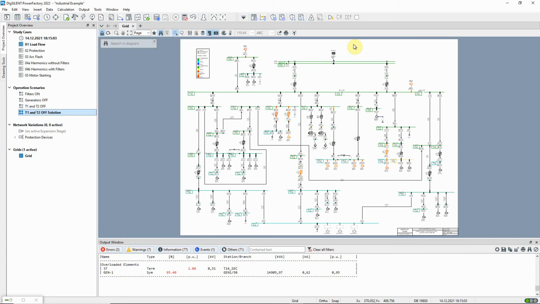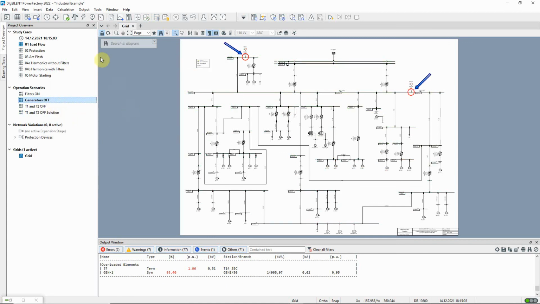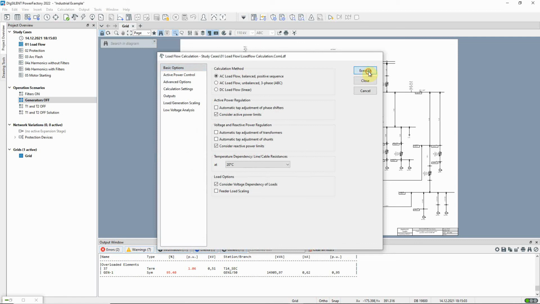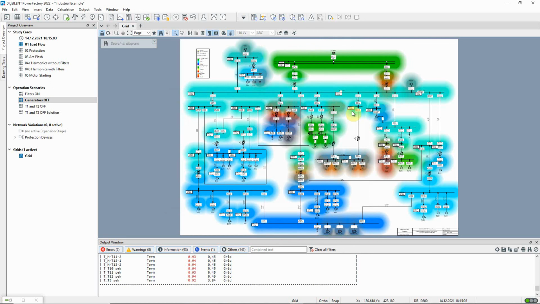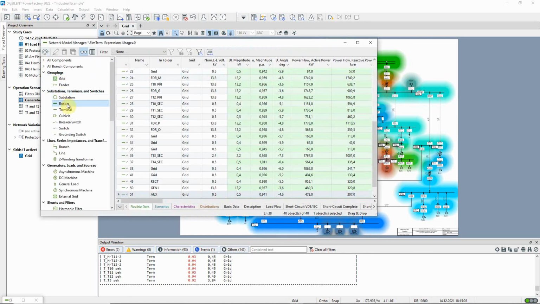Another scenario of interest is whether the network can be fully supported by the external grid, if the 2 generators are not available. Let us activate another operation scenario to demonstrate this situation. The load flow is executed, and immediately we can see from the coloring of the network that the voltages are generally low. This can be seen in more detail in a network model manager.